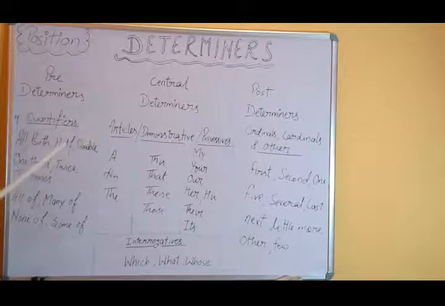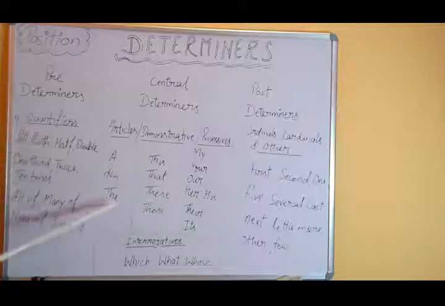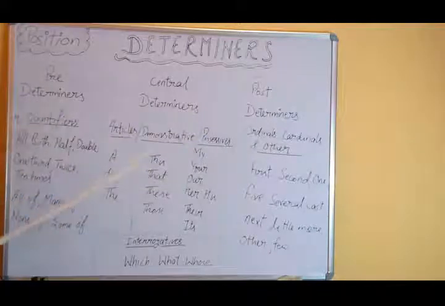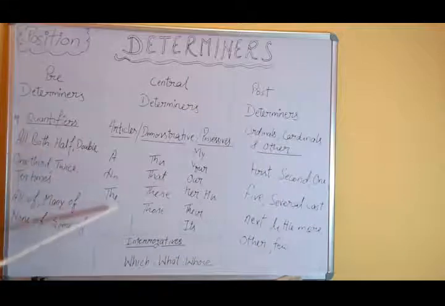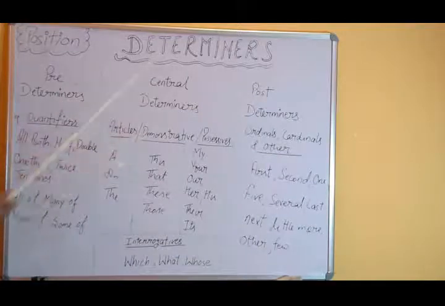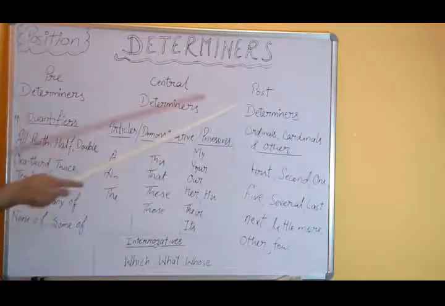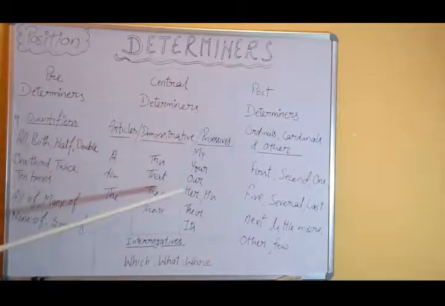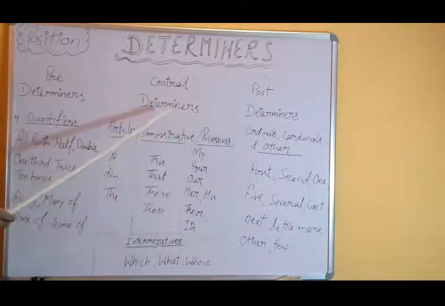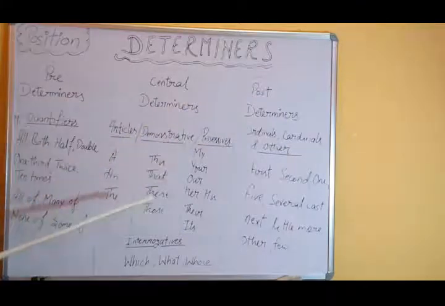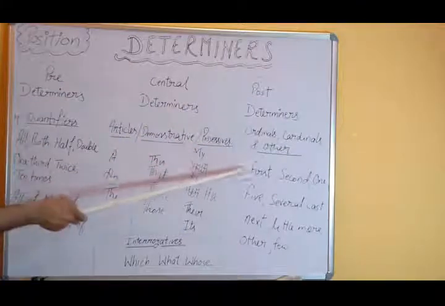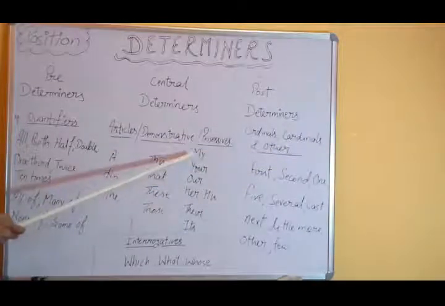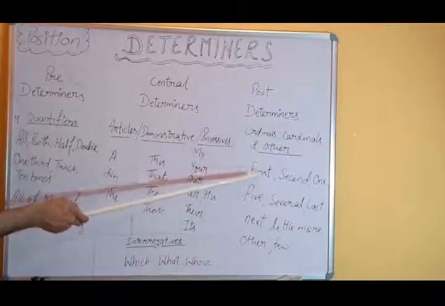Again, one more example. Both the doctors are corrupted. दोनों डॉक्टर corrupted हैं. Both is the predeterminer, the is the central determiner and then the noun. Now post determiners and central determiners. If these are present in a sentence, the sequence will be central determiner and post determiner. For example, my first school, मेरा पहला school. My is a central determiner, then the post determiner first and the noun.